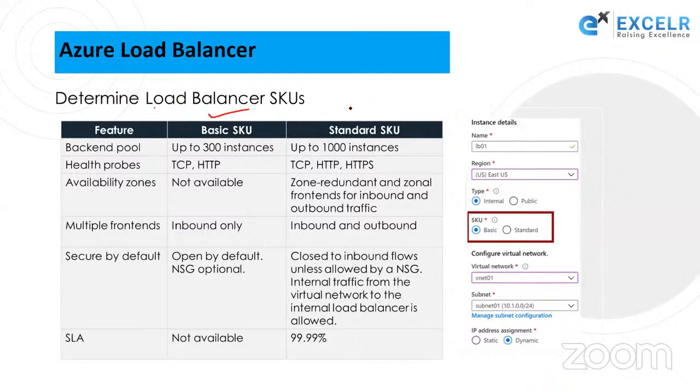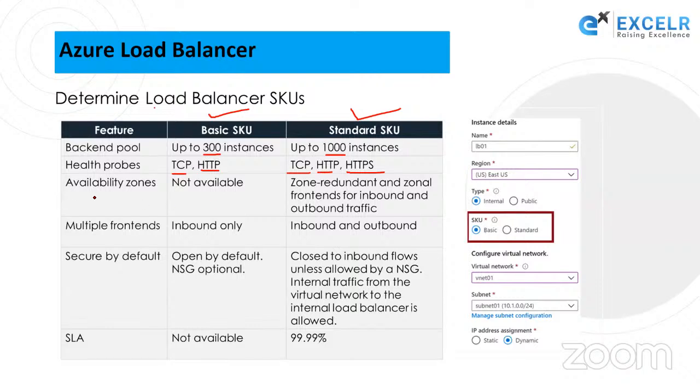So there are two types of SKUs. One is standard, one is basic. Based upon the features, you will get different features for those SKUs. Now, if you go for a basic SKU, you can have a backend pool which can support up to 300 virtual machines. And if you go for a standard, it is going to support thousands of instances. The health probe which we can use with the basic SKU is TCP and HTTP. It is not secured. In the standard SKU, we can use TCP, HTTP, and HTTPS.